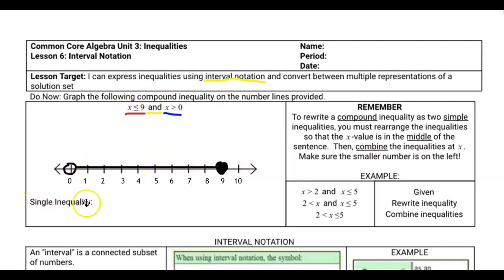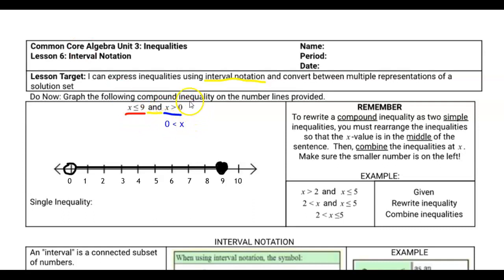If I were to write a single inequality, that means I want to write the inequality so that all of the numbers and all of the variables are all together in one sentence. It's kind of like the example over here. In the remember section, it tells you to rearrange the inequality so that the x value is in the middle, then combine the inequalities to make sure the smaller number is on the left. So the smaller number is 0. So I'm going to rearrange this first.